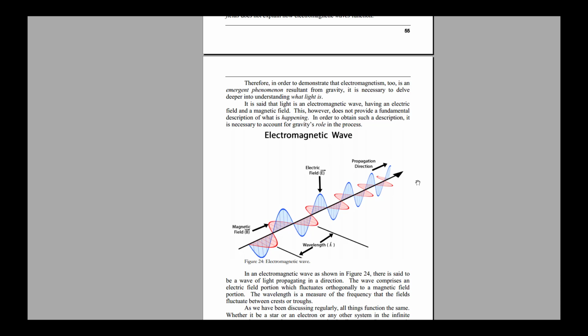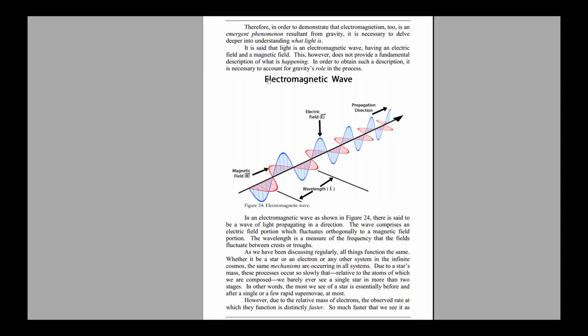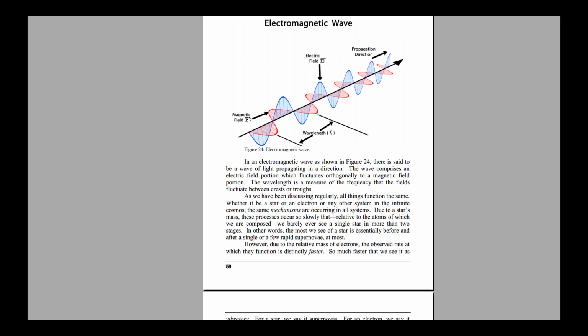It is said that light is an electromagnetic wave, having an electric field and a magnetic field. This, however, does not provide a fundamental description of what is happening. In order to obtain such a description, it is necessary to account for gravity's role in the process. So just a generic electromagnetic wave propagates in a direction, having a wavelength between the crests of each wave, and a magnetic field orthogonal to an electric field. So the question is, how does gravity create this?